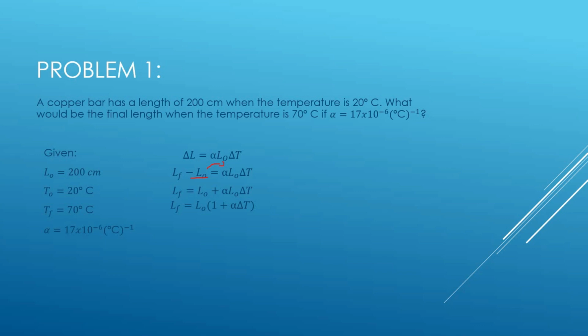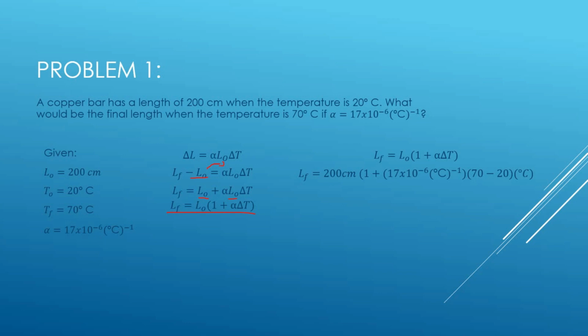So distribute, and now both of the two terms have the same variable, which is the initial length. So you can factor that out, which will turn your equation into this. Okay, using this equation, you substitute all the variables with the given, which will turn into this. So 200 cm times 1 plus 17 times 10 raised to negative 6 times degree Celsius raised to negative 1 times 70 minus 20 Celsius.